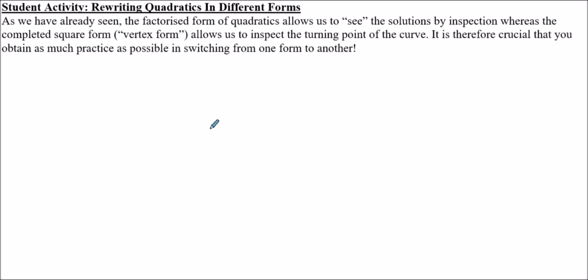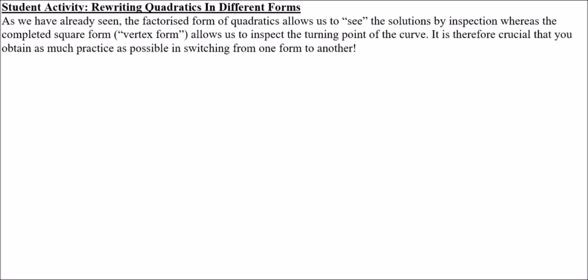In terms of the different forms, the factorized form of quadratics allows us to see the solutions by inspection, whereas the completed square form, which I sometimes call vertex form, allows you to inspect the turning point of the curve by just looking at the equation of it. Therefore it's absolutely crucial that you obtain as much practice as you possibly can in switching from one form to another. This is what this next activity is about.